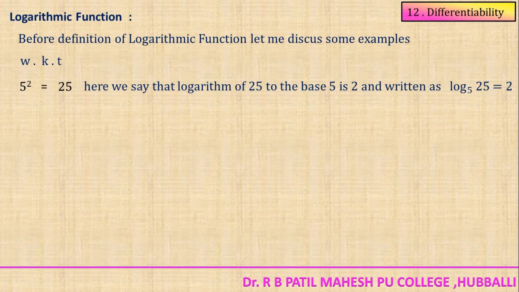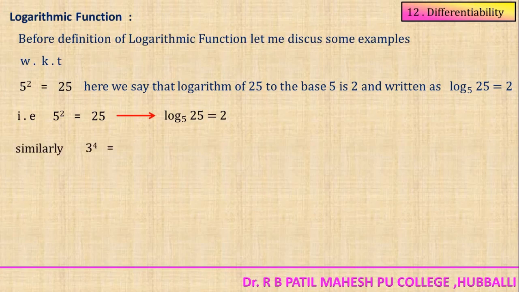Okay, I hope you understand. Whenever you have an equation like this, 5 squared equal to 25, it is true, no? Then we say that the logarithm of 25, with the base of the logarithm being 5, is this number, the index. And this is written as log 25 to the base 5 is equal to 2. So logarithm is defined if we have this type of equation. Okay, let me take another example. That is, 5 squared equal to 25 implies log 25 to the base 5 is equal to 2.